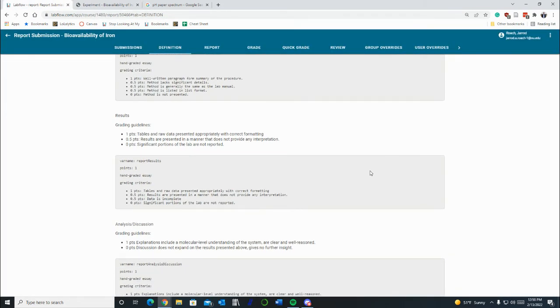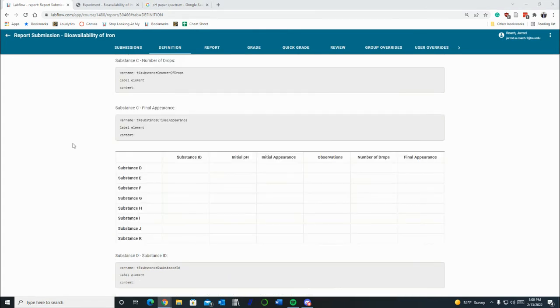Results, you'll want to have a table. Let me pause real quick. You'll want to make a table probably very similar to this. Make sure you make your own table, one that's outside of LabFlow.